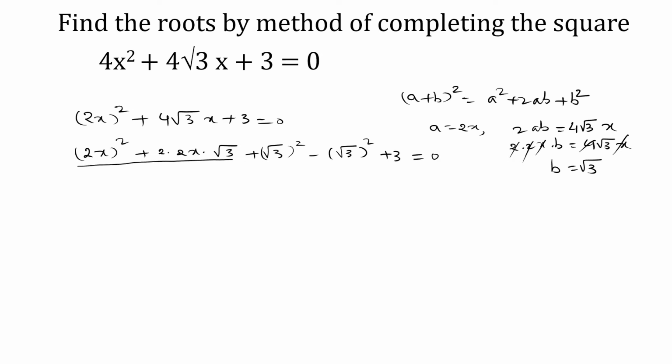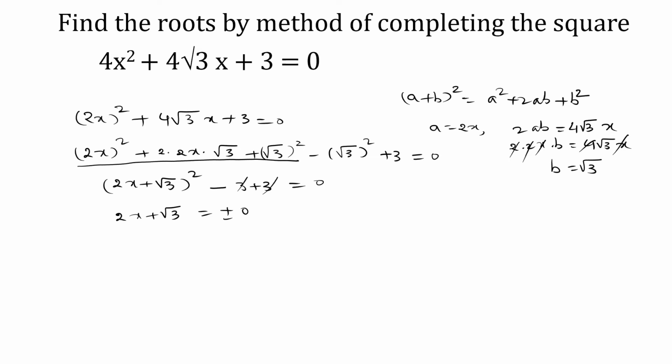Now the first three terms convert to (a + b)², that is (2x + √3)², and the fourth term, (√3)², here the square cancels the root, so we get minus 3, and plus 3 was already there, is equal to 0. So we get (2x + √3)² = 0.